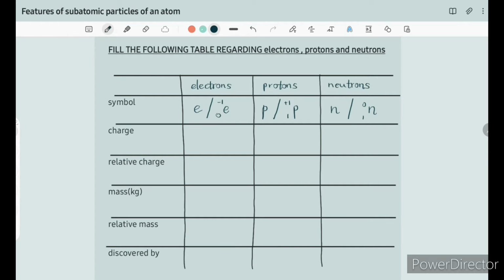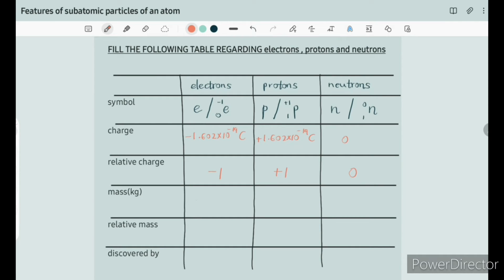Coulomb is the unit of electric charge. Electron: minus 1.602 into 10 to the power minus 19 Coulomb. Proton: plus 1.602 into 10 to the power minus 19 Coulomb, and for neutron the charge is 0. Relative charge is simply minus 1, plus 1, and 0.